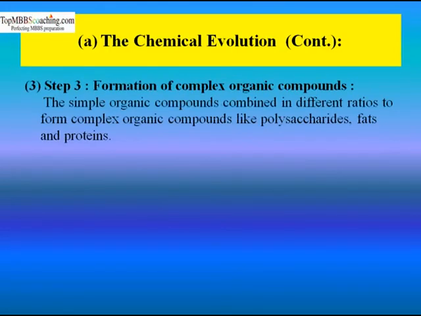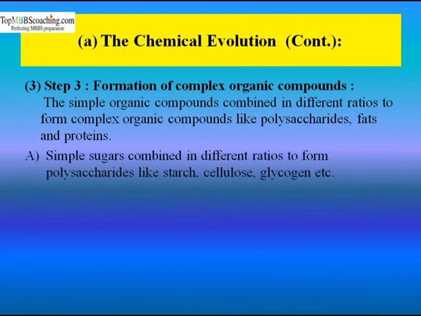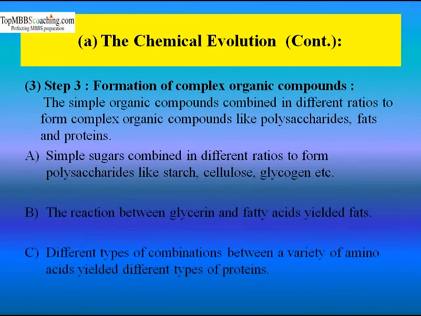Next step is formation of complex organic compounds. The simple organic compounds combined in different ratios to form complex organic compounds like polysaccharides, fats and proteins. Simple sugars combined in different ratios to form polysaccharides like starch, cellulose, glycogen, etc. The reaction between glycerin and fatty acids yielded fats. And different types of combinations between a variety of amino acids yielded different types of proteins.